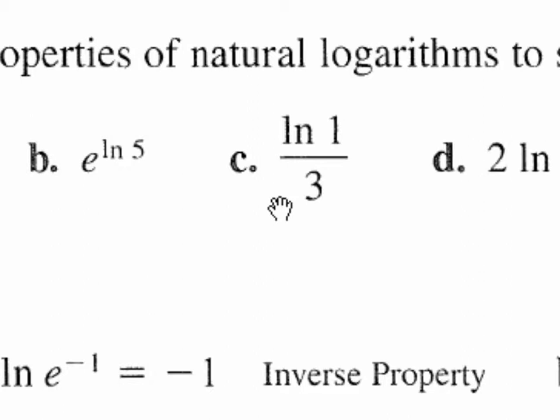What is the argument of the natural logarithm? It's just the 1. It's not 1/3, so this is not the natural logarithm of 1/3. This is the natural logarithm of 1, then divide by 3. And what is the natural logarithm of 1? It's always 0. So this is 0 divided by 3.